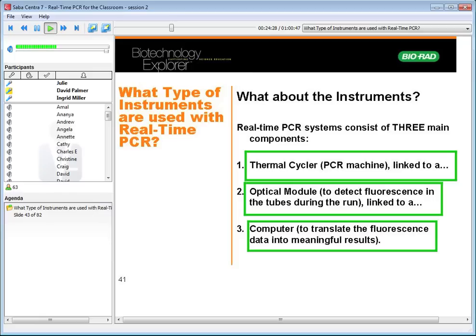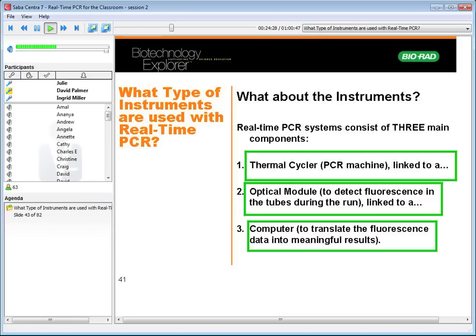The lower part of the PCR machine is the actual thermal cycler, and it just raises and lowers the temperatures of the reaction. So it's kind of the workhorse that carries out the actual thermal cycling, or the PCR. And these two components are together in one machine.